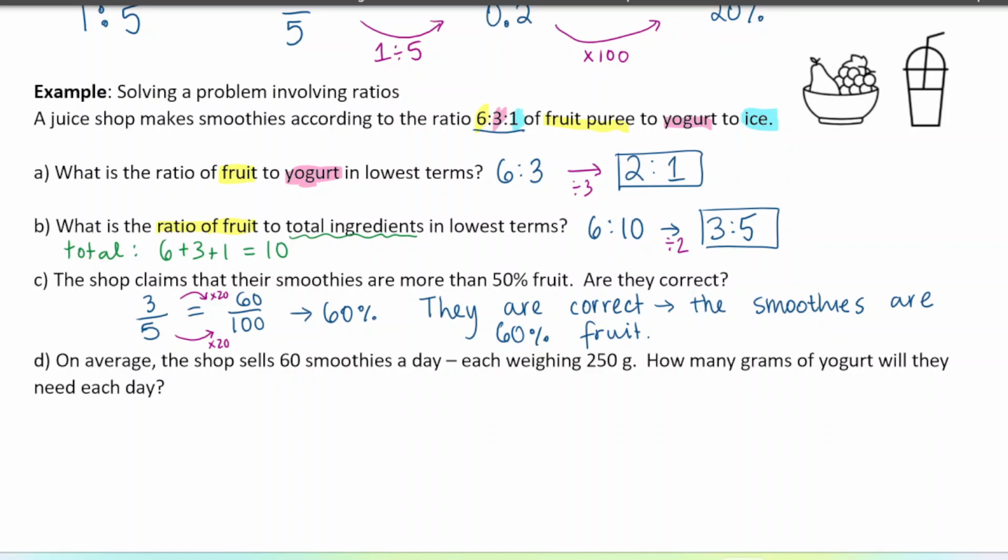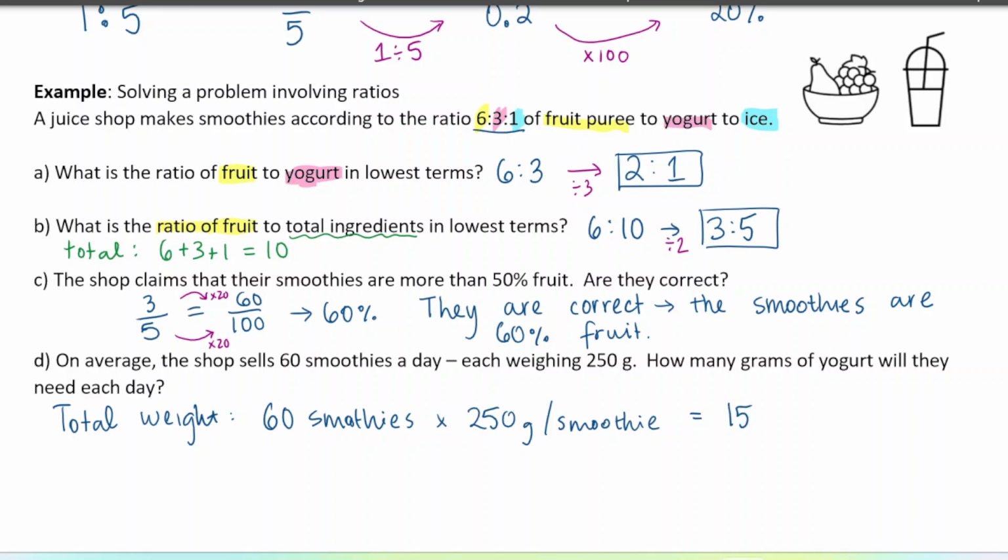On average, the shop sells 60 smoothies a day, each weighing 250 grams. How many grams of yogurt will they need? This is a practical example. You might actually want to know this if you're working at the shop so you know how much yogurt to order, right? So let's figure out the total weight first of all the smoothies altogether. So we know we have 60 smoothies per day. Oops, I spelled it wrong. Smoothies, there we go. And they each weigh 250 grams. 60 times 250 is 15,000. So we know we have 15,000 grams of smoothie.